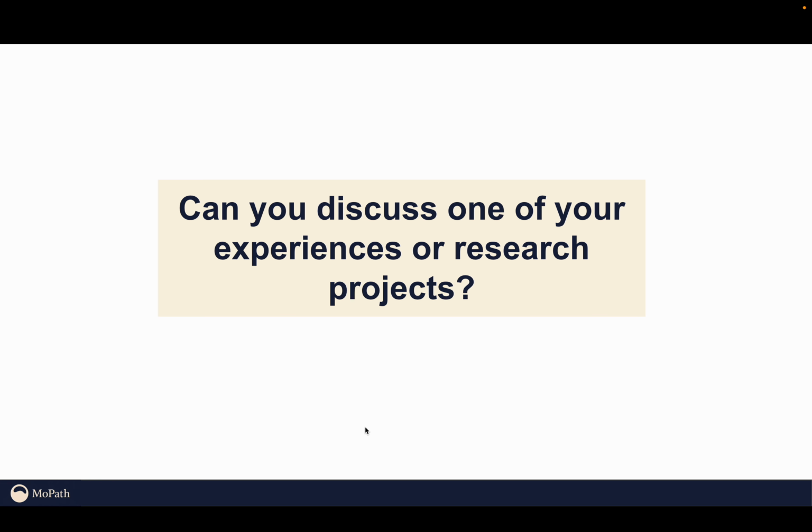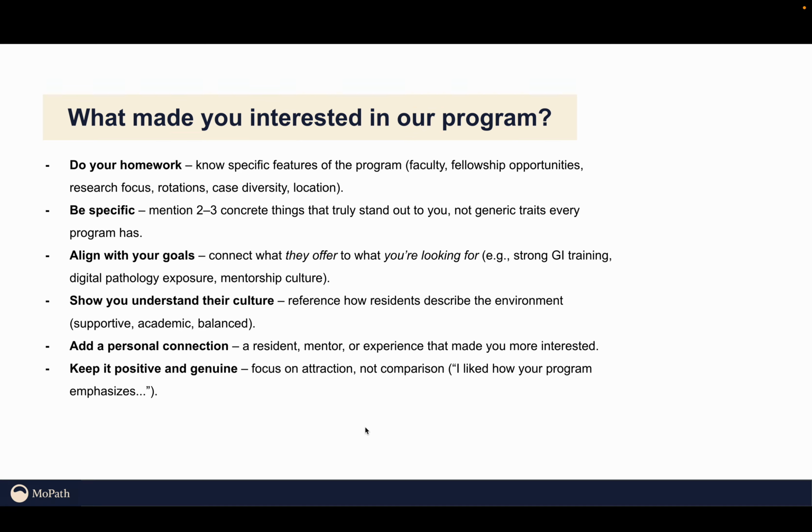Let's go over stuff related to the program itself. I think most programs like to ask this question to see if you are really tied to this program or not. So, what made you interested in our program?